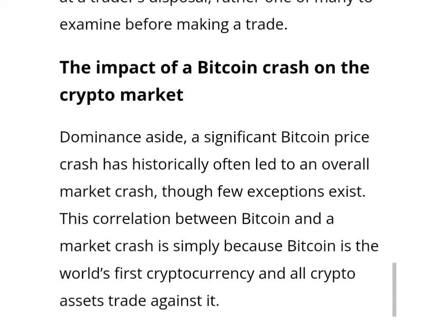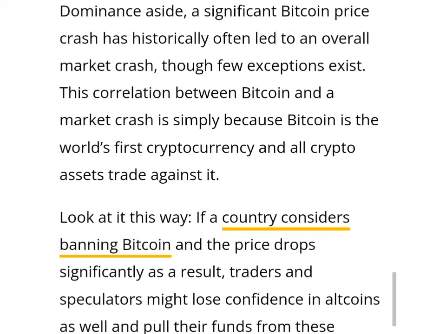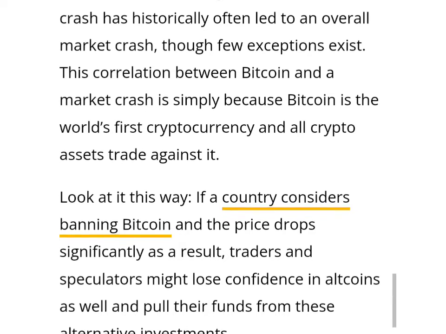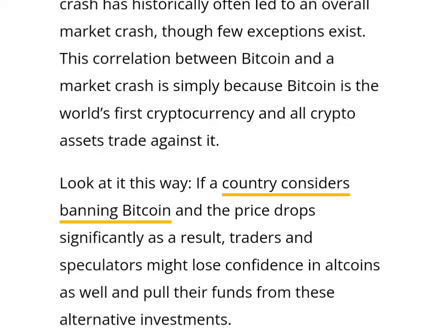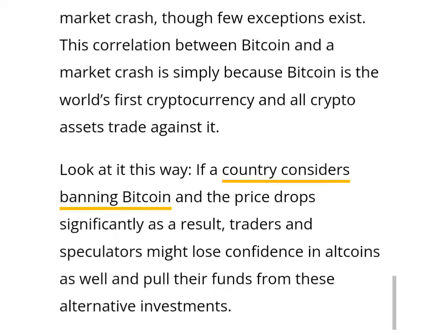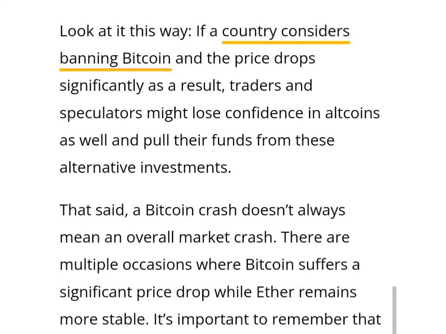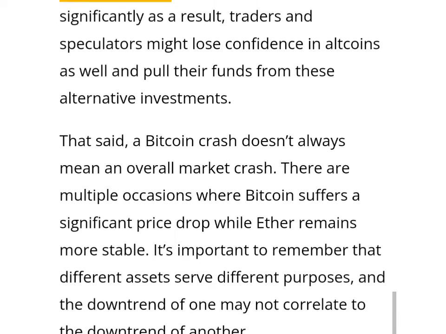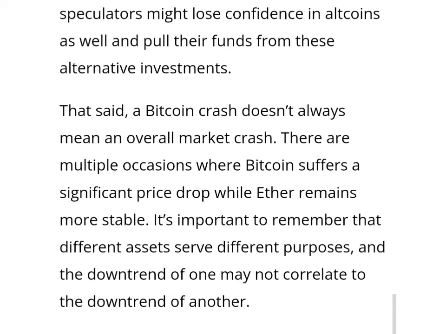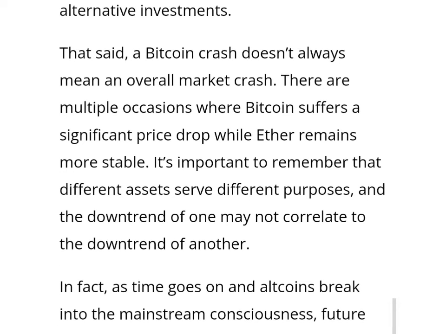The impact of a Bitcoin crash on the crypto market. Dominance aside, a significant Bitcoin price crash has historically often led to an overall market crash, though few exceptions exist. This correlation between Bitcoin and a market crash is simply because Bitcoin is the world's first cryptocurrency and all crypto assets trade against it. Look at it this way, if a country considers banning Bitcoin and the price drops significantly as a result, traders and speculators might lose confidence in altcoins as well and pull their funds from these alternative investments.